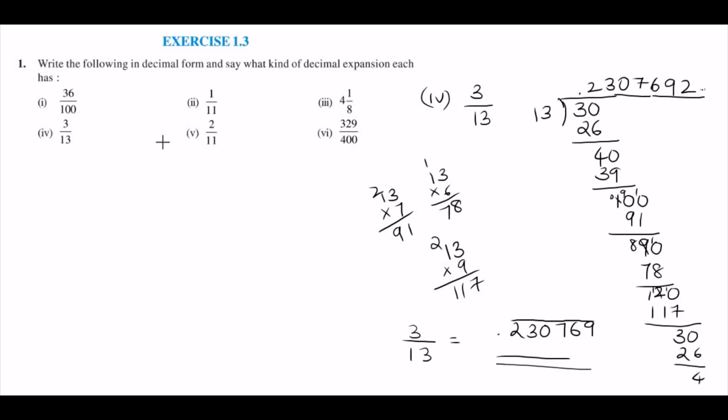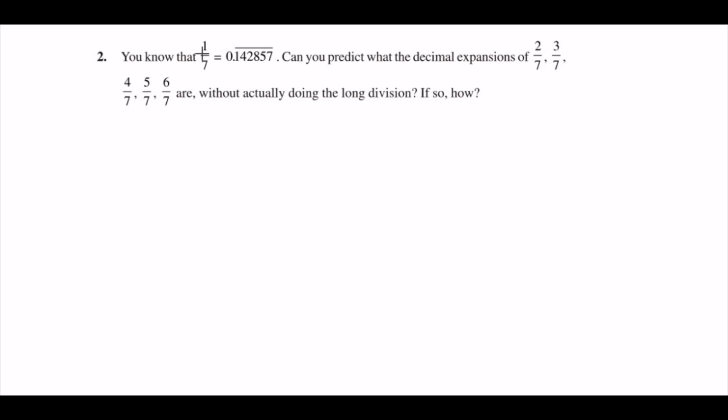In a similar way, you can try these two decimal expansions. The second question is, you know that 1 by 7 is equal to 0.142857 bar. That is, this decimal expansion is non-terminating and repeating. This block of digits is repeating here. Can you predict what the decimal expansions of 2 by 7, 3 by 7, 4 by 7, 5 by 7, 6 by 7 are without actually doing the long division? If so, how?